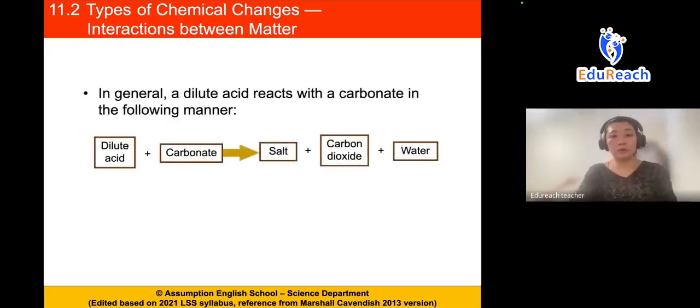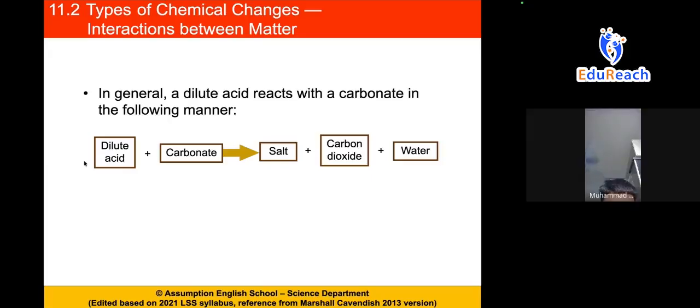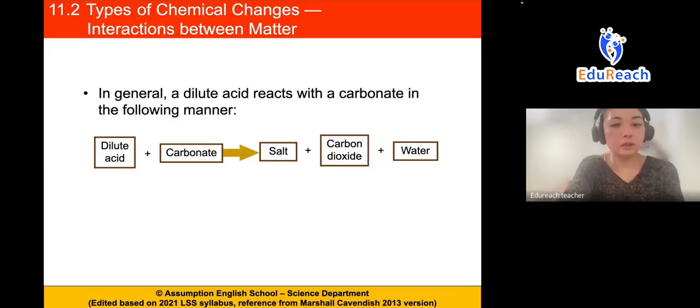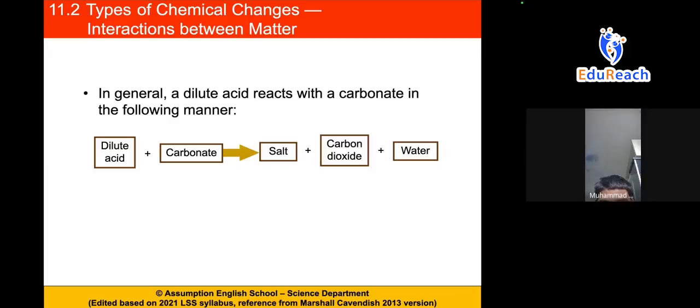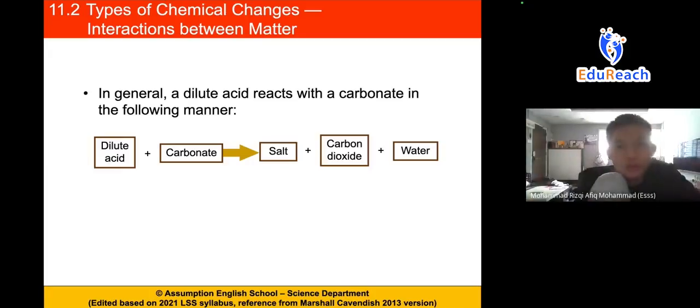Okay, so Abdullah, can you read this? This one is the second kind of reaction that you must remember. Can you read this out loud? Dilute acid plus carbonate makes salt plus carbon dioxide plus water. Yes, this is different from the first reaction. Who remembers the first one? Rizky or Zakia, do you remember the first one about dilute acid and metal? Salt and hydrogen. Salt and hydrogen.